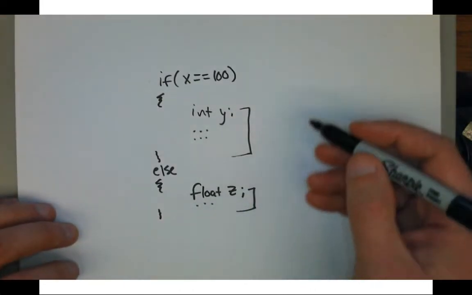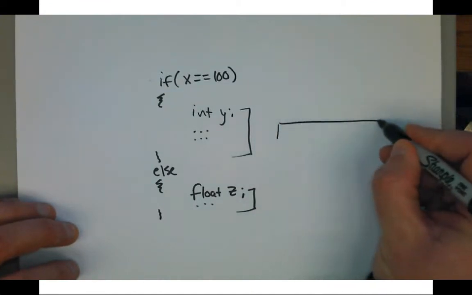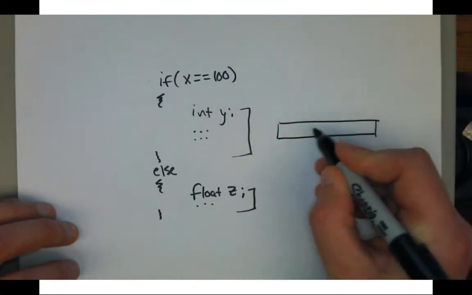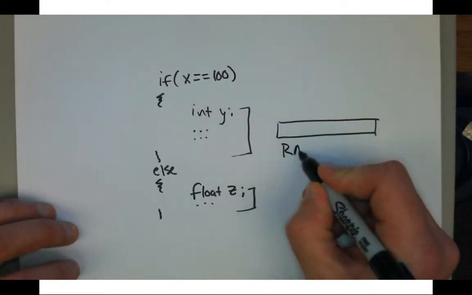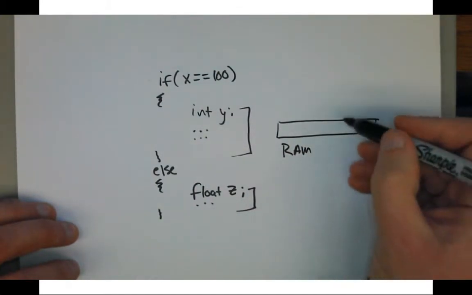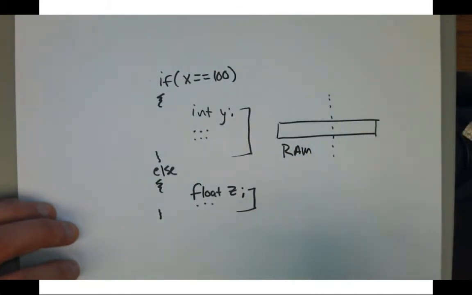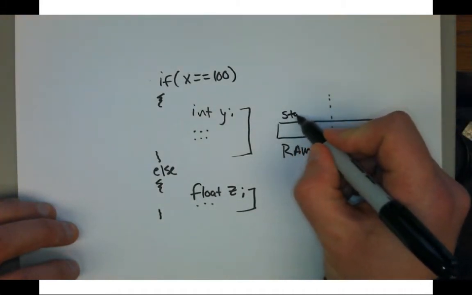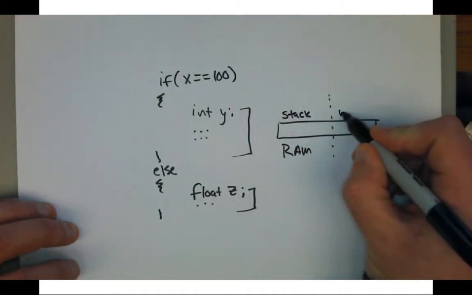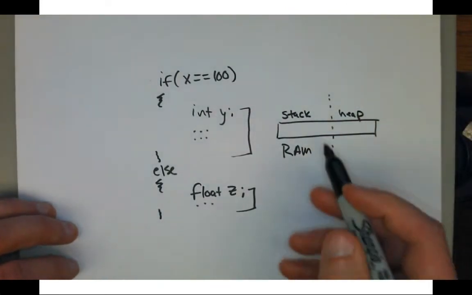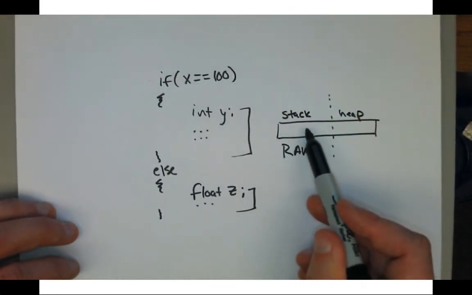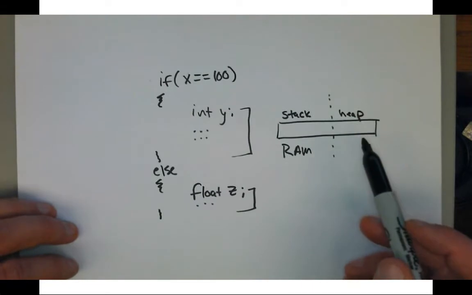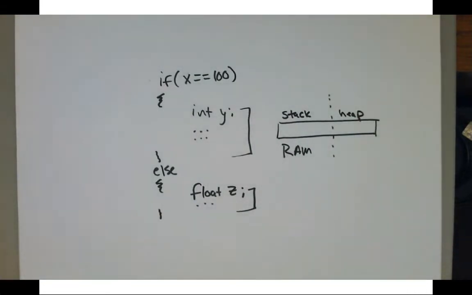Okay, so you've seen me draw this picture many times. This is our RAM. We really have two sections of memory. We have something called the stack and the heap. The stack is where the local variables go, and the heap is where the dynamic variables go.